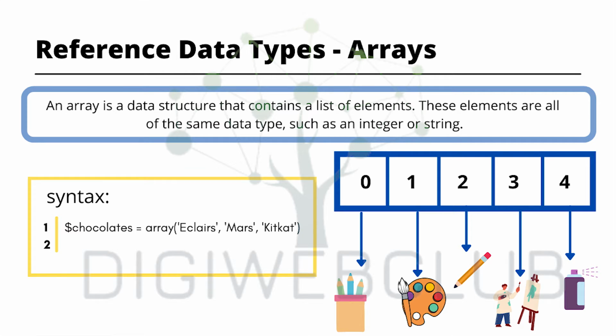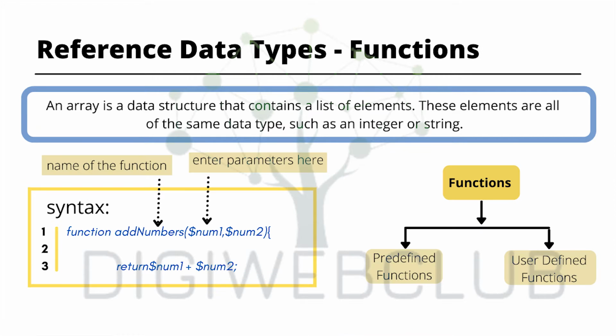So first of all, you define an array like this in PHP. You say the array name with a $, then you use the array prebuilt function, and then you can put in your array elements. Out here I've put the words eclairs, Mars and KitKat, which are some of my favorite chocolates.